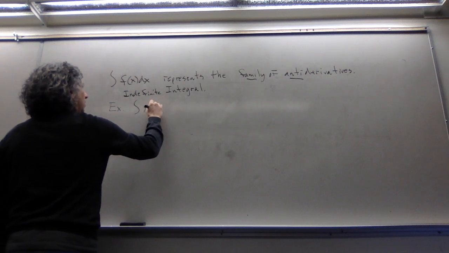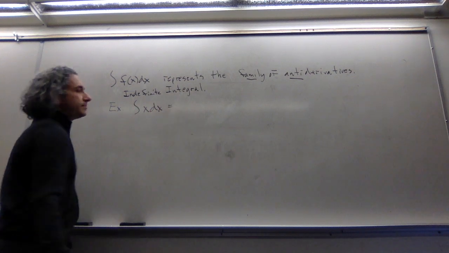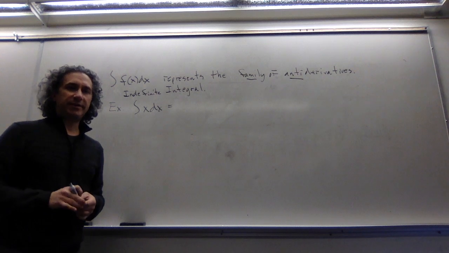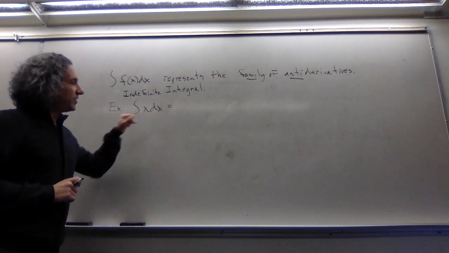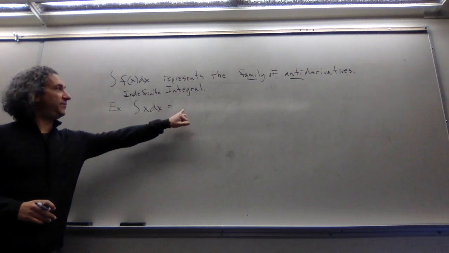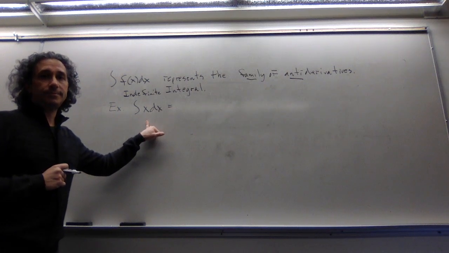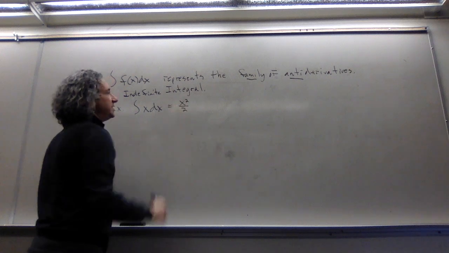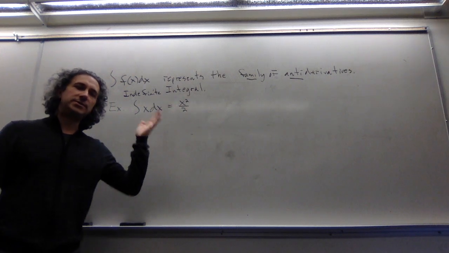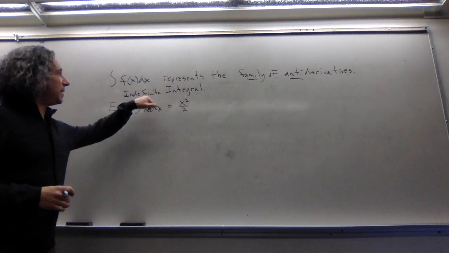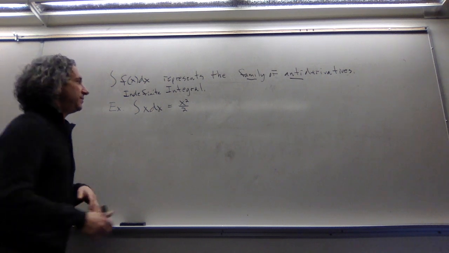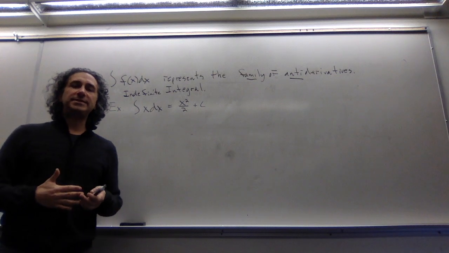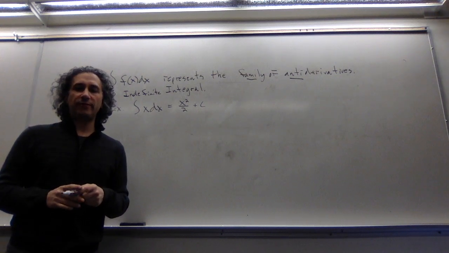Say we want the integral of x dx. Well, once again, this represents the entire family of antiderivatives. So first off, can you think of a function whose derivative is x? Hopefully you said x squared over 2. Because if I take the derivative of x squared, I get 2x, and the 2's cancel. But this is representing the entire family of antiderivatives, so I need to say x squared over 2 plus c. And again, that plus c is just representing all possible vertical shifts.